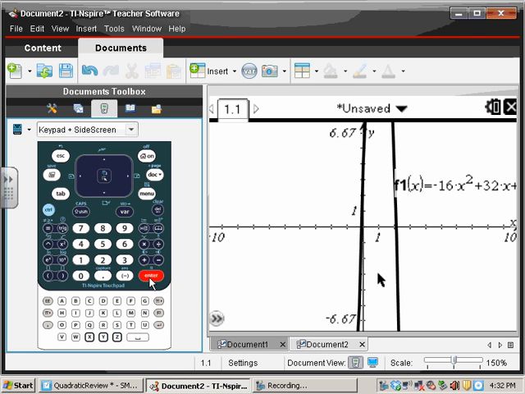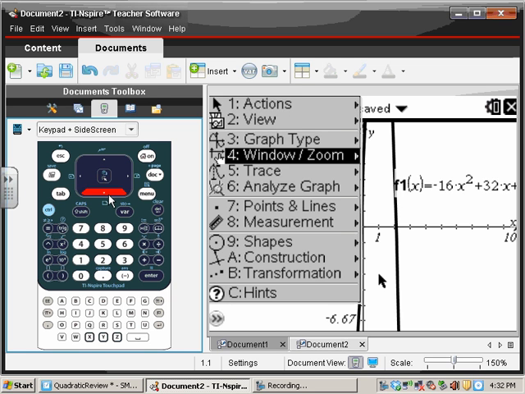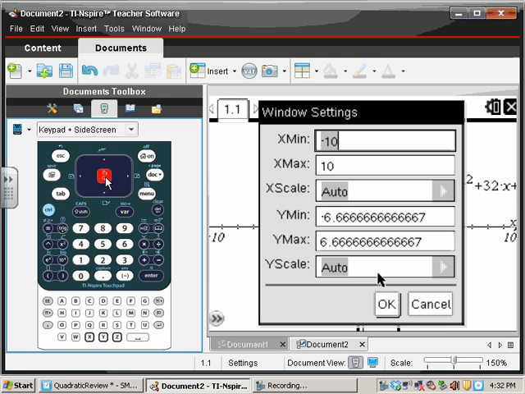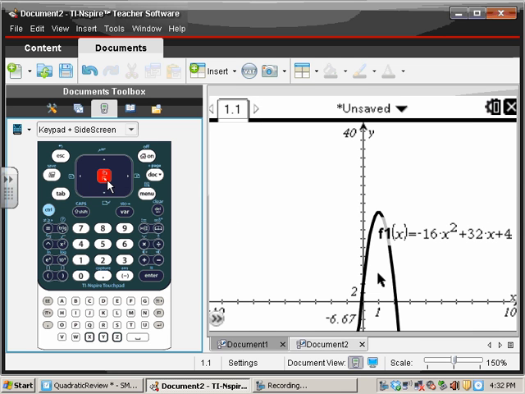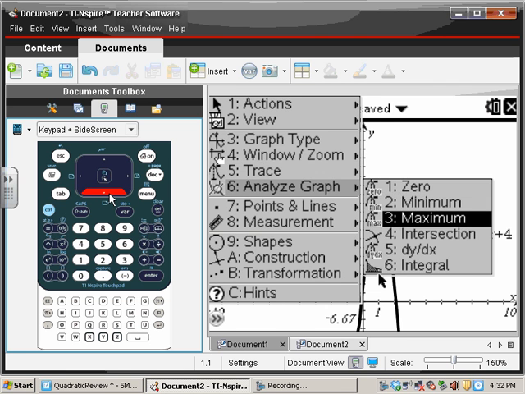I'm going to change the window by going to menu, window zoom, window settings. The issue is my Y max doesn't go high enough, so let me change that to like 40 just to be safe. Okay, so I do that and now I can see the max. Now I can find it. So menu, analyze graph, maximum.